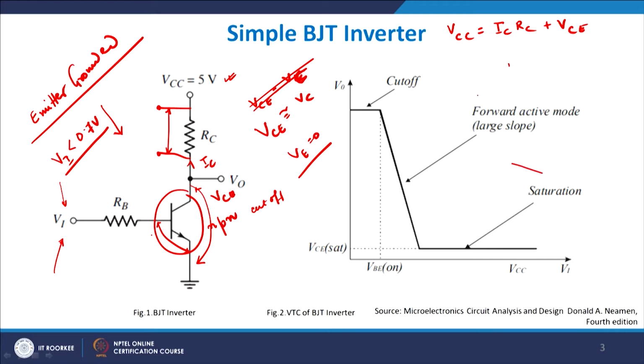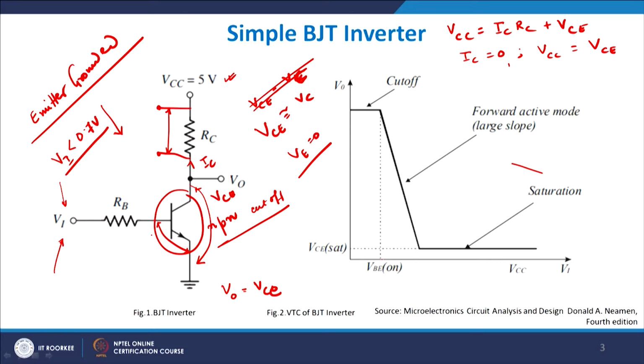But keeping this in mind, when your device is in the cutoff state, when this NPN is cut off, IC is equal to 0. IC equal to 0 implies that VCC is equal to VCE, because IC equal to 0 means this is 0. And therefore, you can safely assume that Vout will be nothing but this VCE. Vout is equal to VCE.